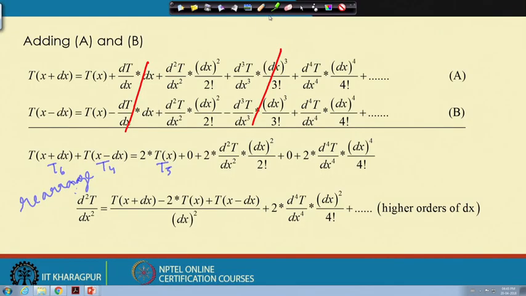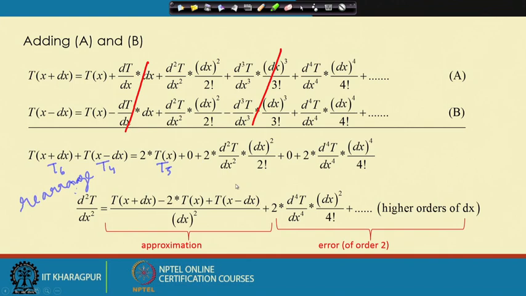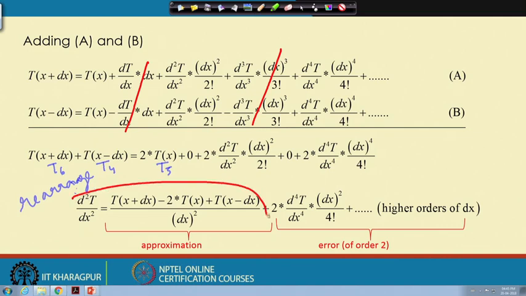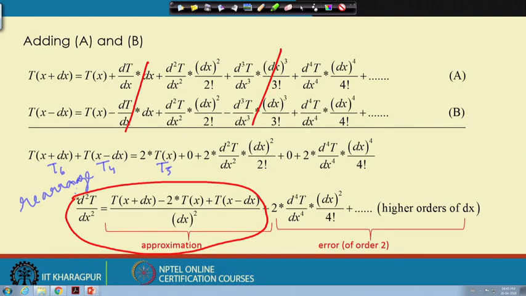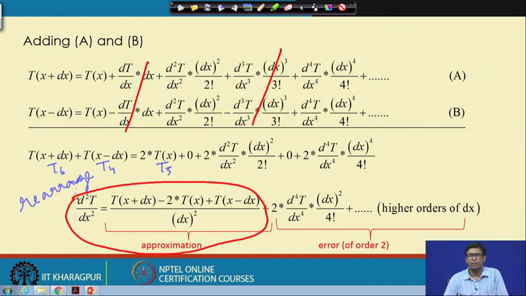So, we will approximate this particular part as the expression for d2T/dx square. This will be my approximation for d2T/dx square, and the later part we will not consider here. We know it is a small number, and as we increase the number of points, as dx becomes smaller, this will be further smaller. So, this will be considered as the error in our approximation, and it will be discarded.